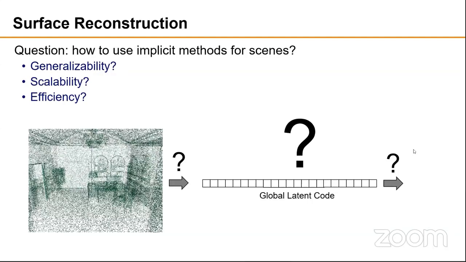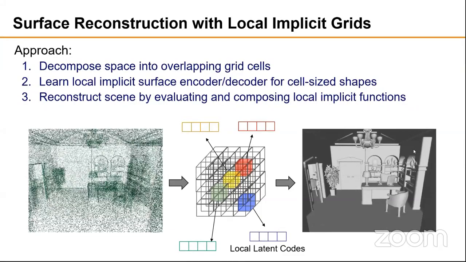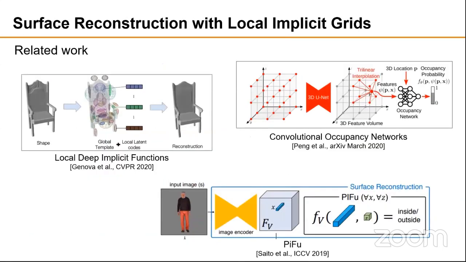If we'd like to have a model of a house, for example, it seems impractical to have one huge global latent vector for the entire scene. Similarly, it would be inefficient to use a network capable of representing a house to evaluate an implicit function for every point to reconstruct a surface. Our approach is to decompose space into overlapping grid cells, learn a small local implicit surface function for each cell size region, and then reconstruct a scene by evaluating and composing the local implicit functions. This approach is conceptually related to other recent and concurrent work on learning local implicit functions.